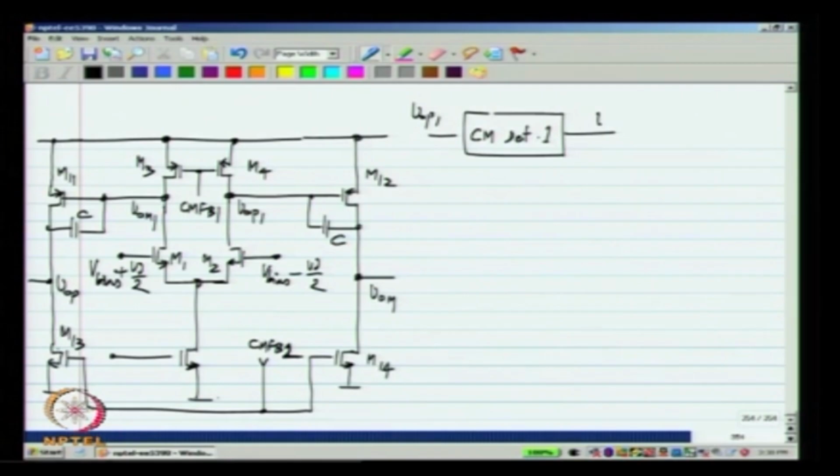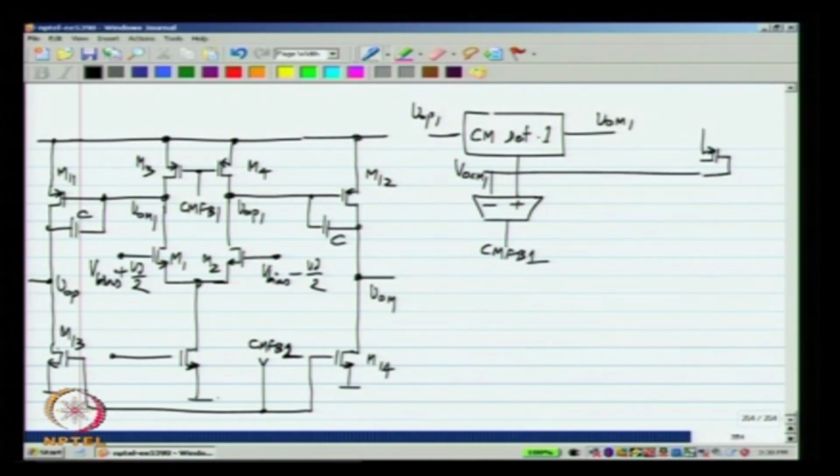VOP1 and VOM1 to some common mode detector and compare its output to VOCM1 and feed it back to CMFB1. Now, as discussed earlier, VOCM1 must be derived from some replica bias that will establish the correct quiescent voltage at the output of the first stage.